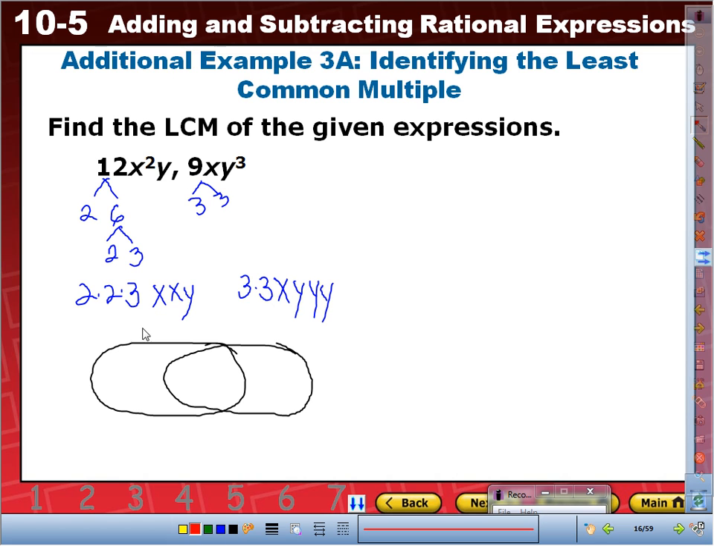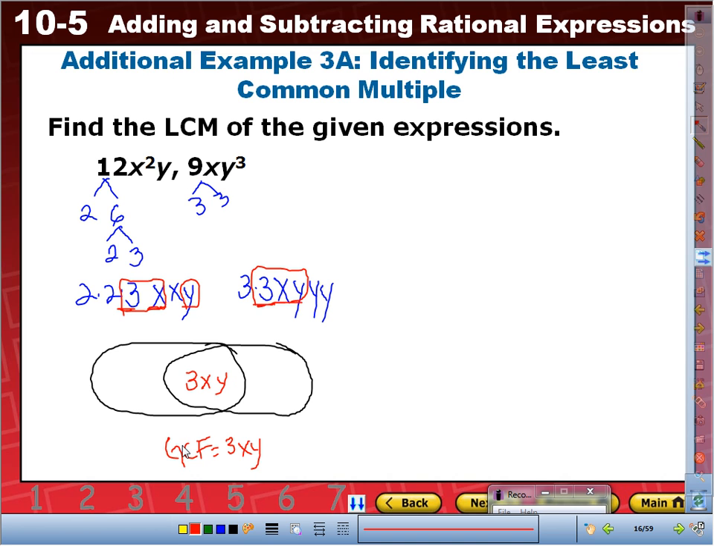What do they have in common? The greatest common factor. 1, 3, okay. What else? 1x and 1y. 1, 3, 1x, and 1y. So therefore, GCF is 3xy. So that's GCF. But are they asking us for GCF?